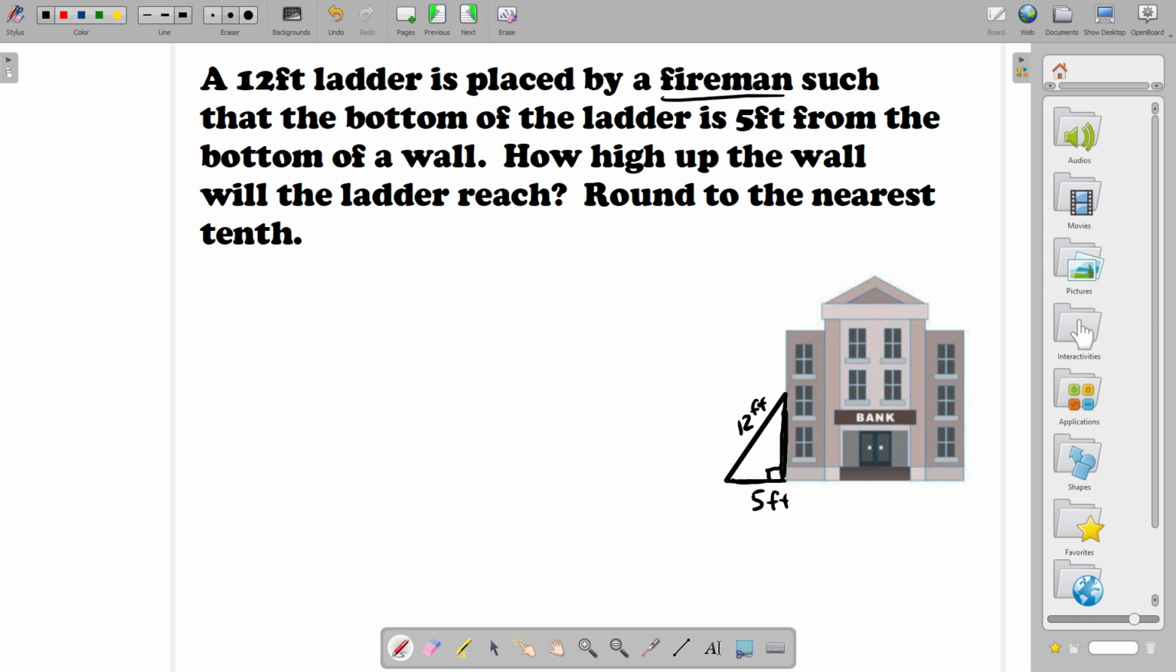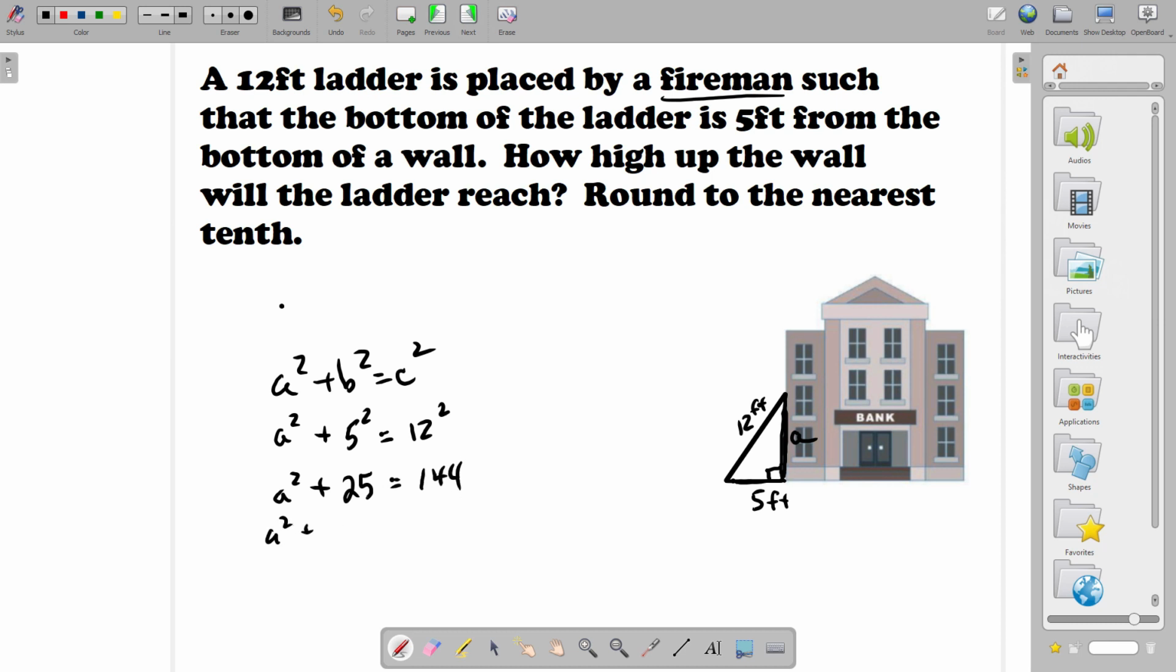This forms a right triangle. In this case, we're given the hypotenuse and a leg. We want to find the other leg. So we still use a squared plus b squared equals c squared. But this time our a is missing. So we put 5 in for b. We put 12 in for c. A squared plus 5 squared is 25. 12 squared is 144.